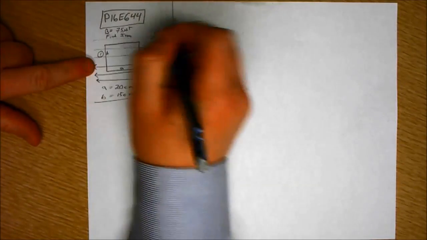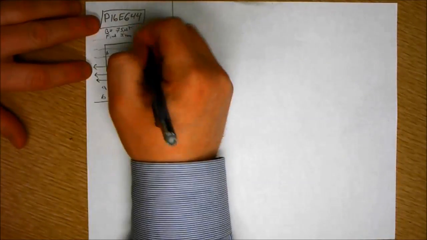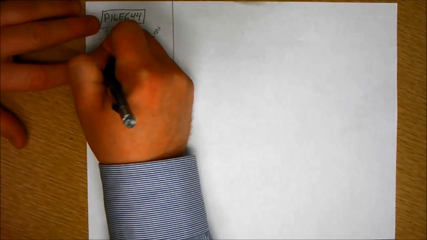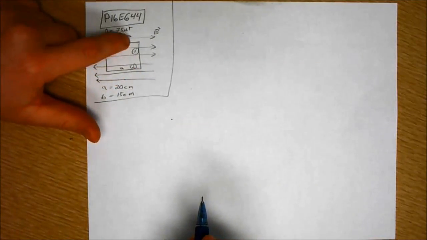So I'm going to first label all the sides. Let me use the convention I used before. I'm starting here: 1, 2, 3, 4. Side 1, 2, 3, and 4.